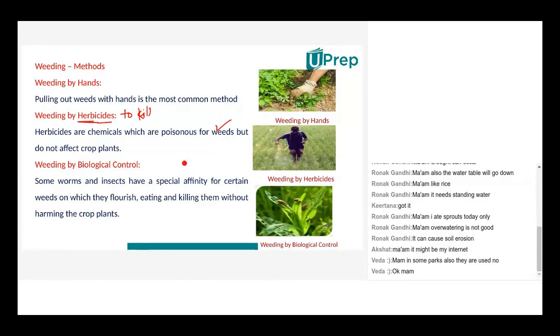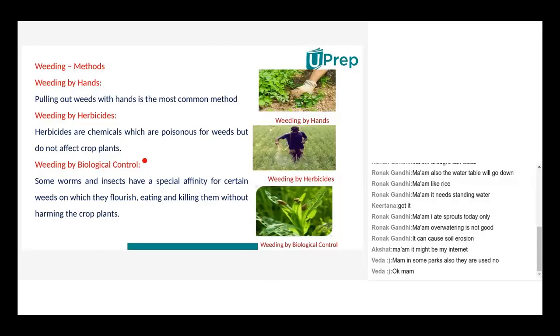This has to be done very, very carefully, because what if by mistake some chemical is harmful for the crop? Then the crop will be damaged. The crop will also get poisoned, and this is not a very suitable thing to do, because after all, you're spraying the entire area of land, the entire agricultural land, where you're spraying the weeds as well as the crops. So it's not very desirable to use this chemical way.